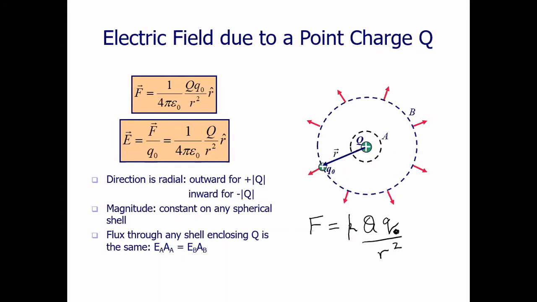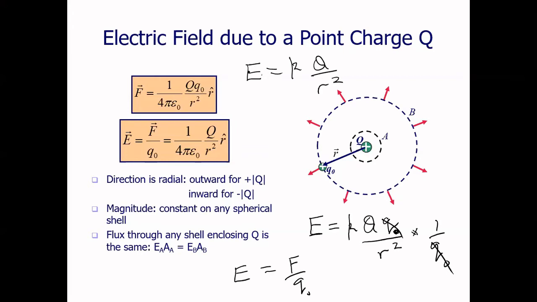To calculate the electric field, the electric field will just be equal to the force per unit test charge, by our definition. The force is given by this equation. If you divide this equation by the test charge, what you get is an electric field and not a force. This cancels and that cancels, so the electric field just gets the expression K Q over r squared.